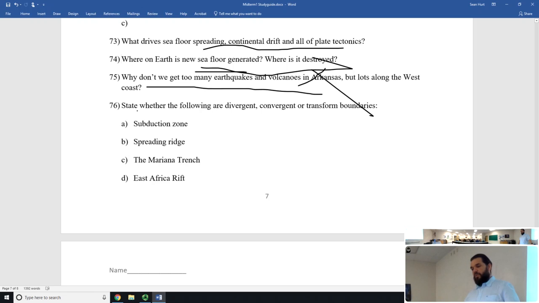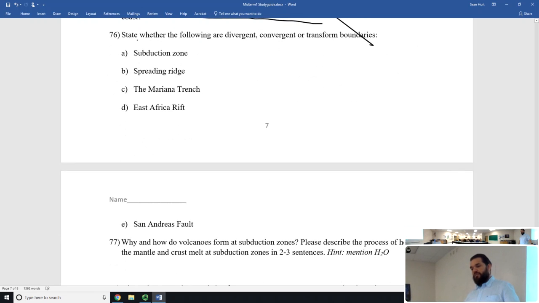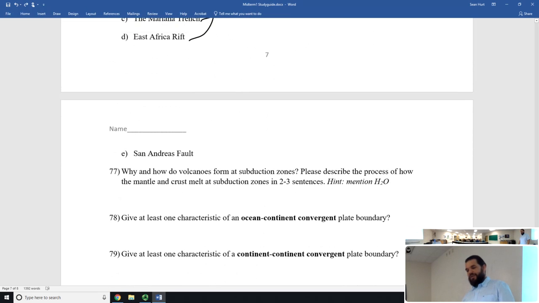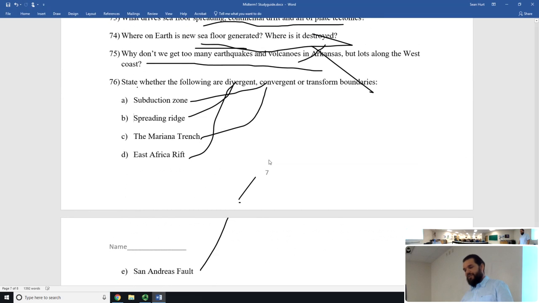Which of these are divergent, convergent, or transform? A subduction zone is convergent. A spreading ridge is divergent. The Mariana Trench, you only get trenches at subduction zones, which are convergent. The East Africa Rift is divergent. A lot of people really want to make this transform, but a rift is a divergent boundary. The San Andreas Fault is transform.